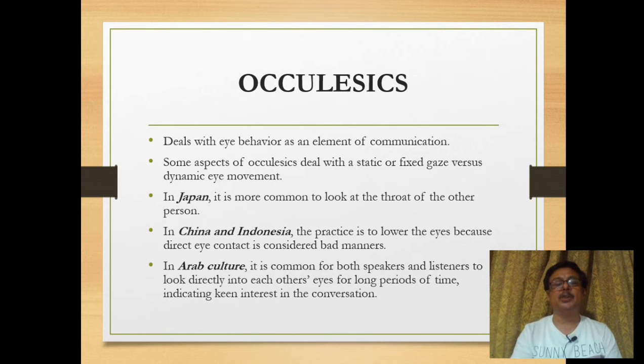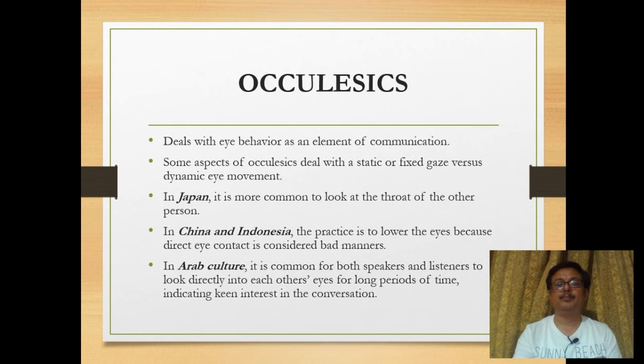In Japan, it's more common to look at the throat of the other person, whereas in China and Indonesia, the practice is to lower the eyes because direct eye contact is considered bad manners. On the other hand, in Arab culture, it is common for both speakers and listeners to look directly into each other's eyes for long periods of time, indicating keen interest in the conversation. So we can see this eye behavior or the eye movement varies from culture to culture.